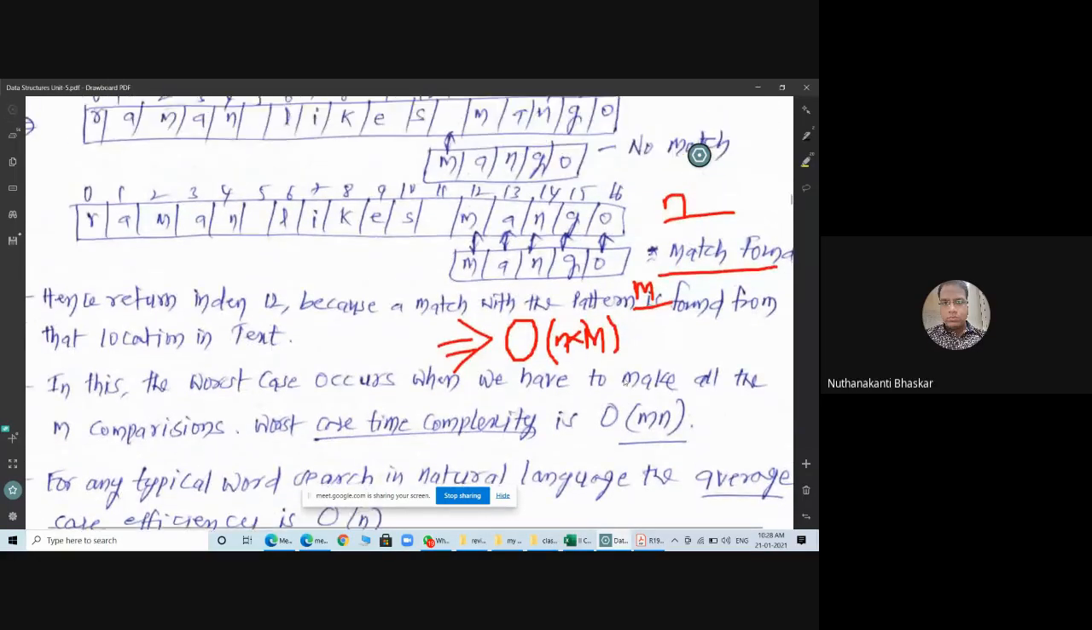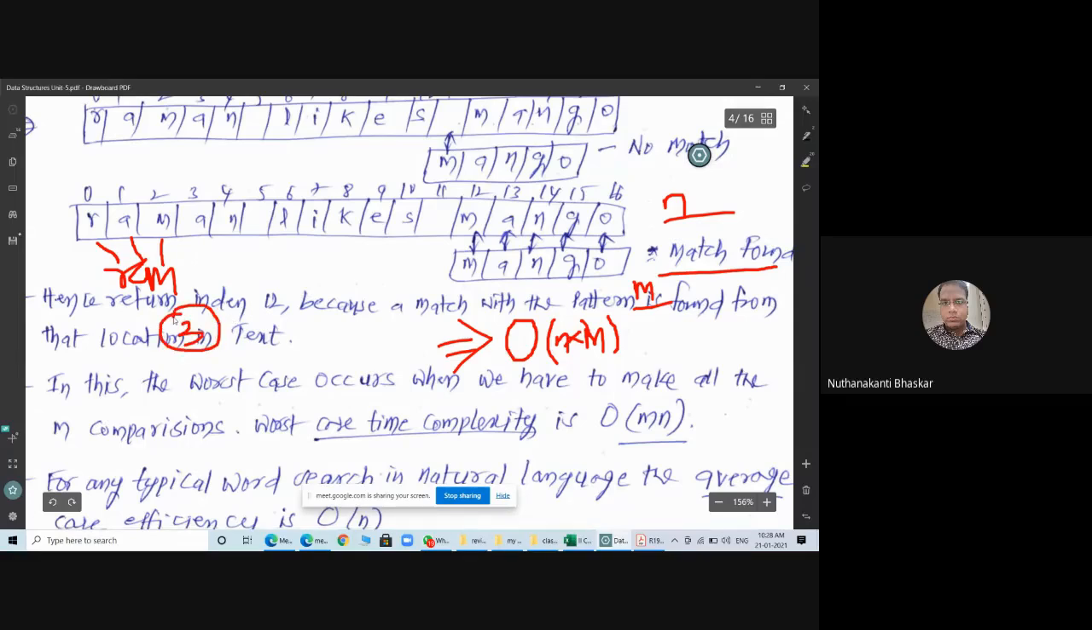For example, maybe my pattern is like this. My pattern is RAM. So how many comparisons are required to find this RAM? Now I want to find RAM in this text. So how many comparisons are required? Not n into m. 1, 2, 3 comparisons, only 3 comparisons. So this is the average case.